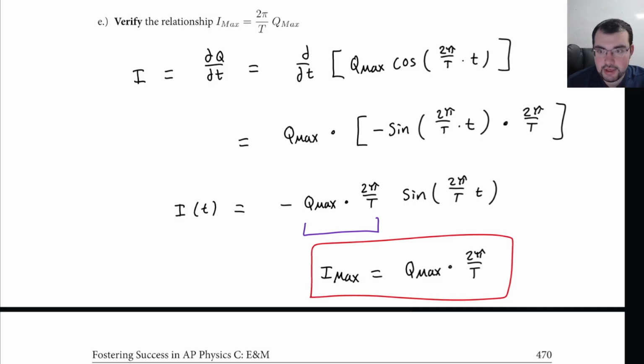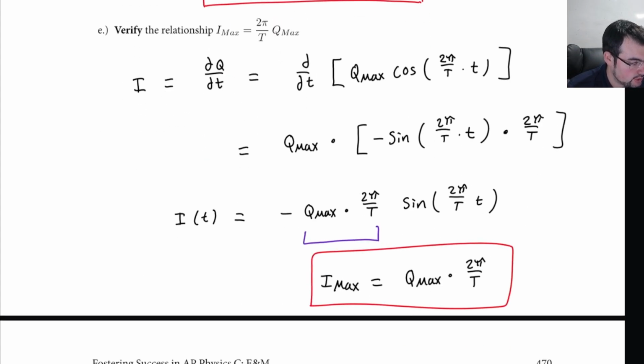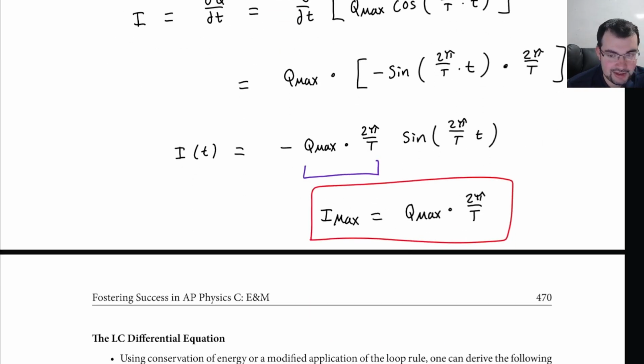And again, all we did is we just set their amplitudes equal, right? We know that I max is the number in front of the sine curve. So using our differentiation, we figured out an alternate way of finding the amplitude.